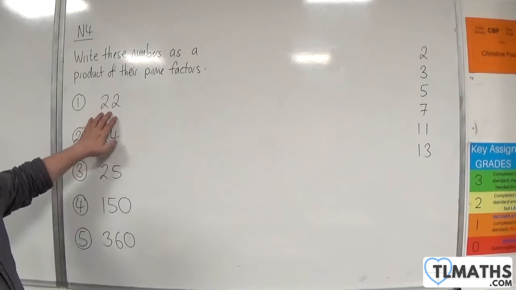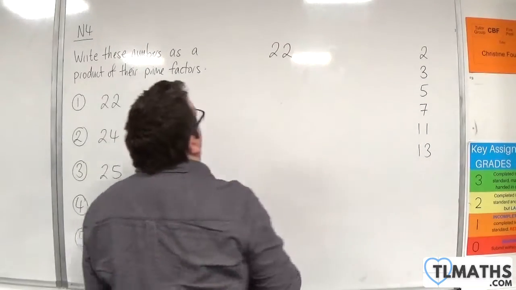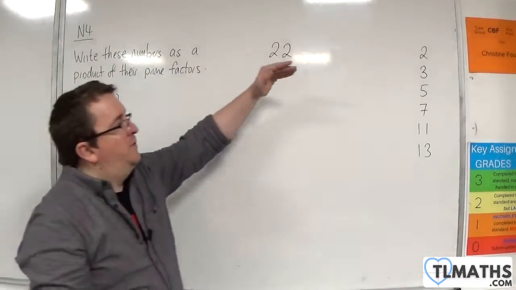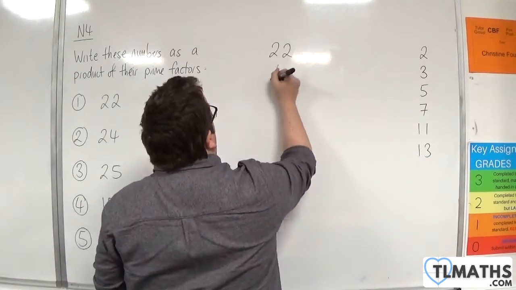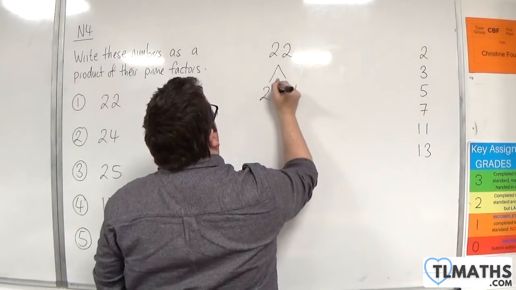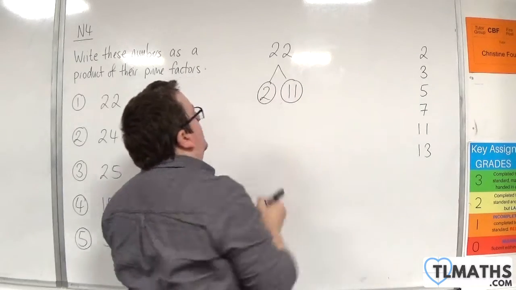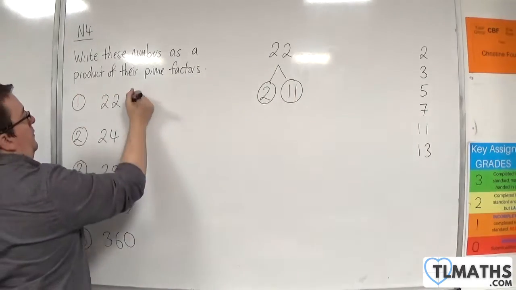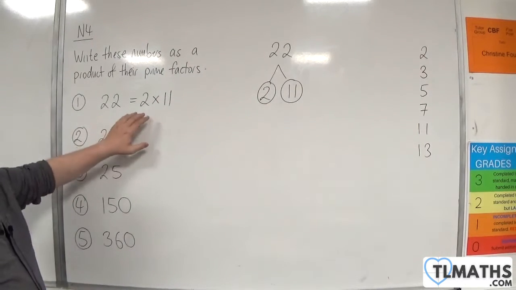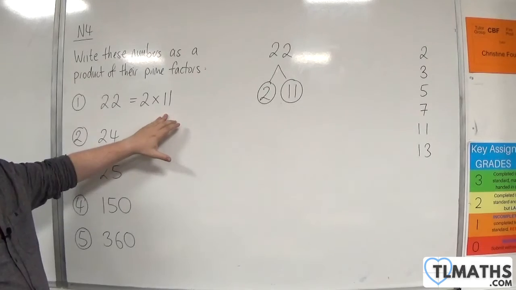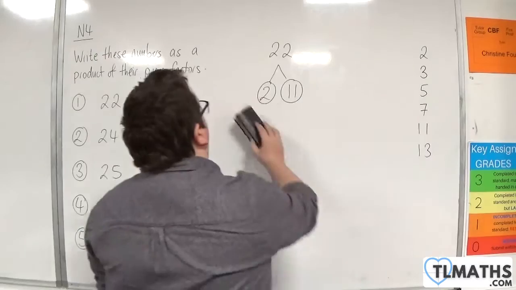Okay, so example number 1, 22. What we're going to do is start from the top of our list. Does 2 go into 22? Yes, it does. It goes in 11 times. So 2 is prime, but also 11 is prime. So 22 is just 2 times 11. I have now written it as the product of its prime factors. So that's the first one, nice and straightforward.